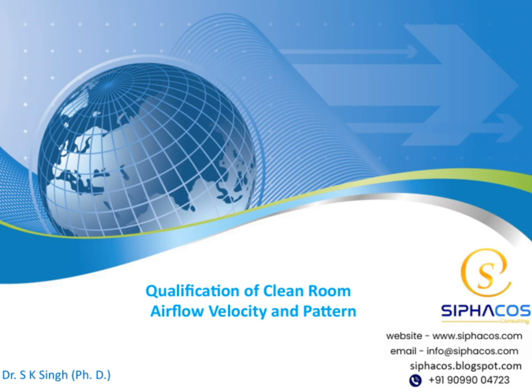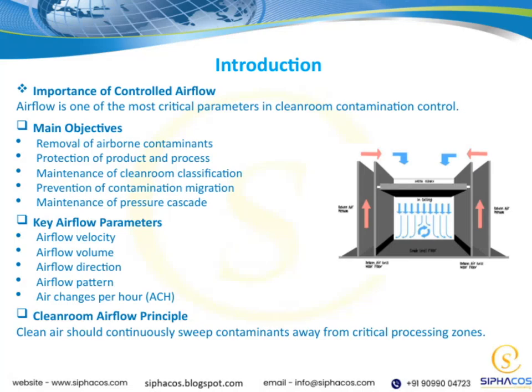Let's get started by understanding why controlled airflow is so important in cleanrooms. Airflow isn't just about moving air, it's about managing contamination. Our main goals are clear: remove airborne particles, protect both product and process, keep the cleanroom's classification intact, prevent contaminants from migrating, and maintain the right pressure balance. To do this, we focus on key airflow parameters like velocity, volume, direction, pattern, and air changes per hour. The principle is simple: clean air must constantly sweep contaminants away from critical areas.